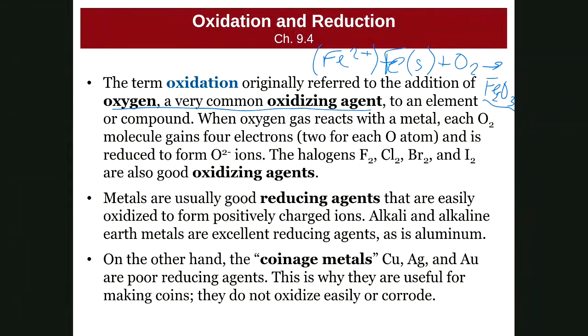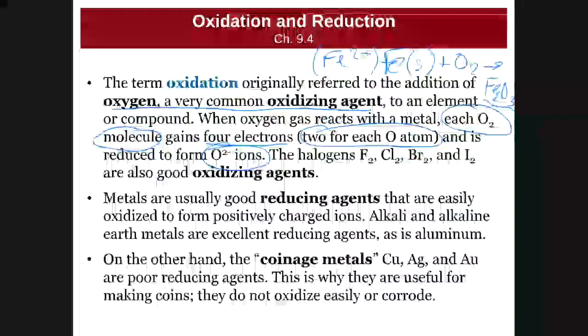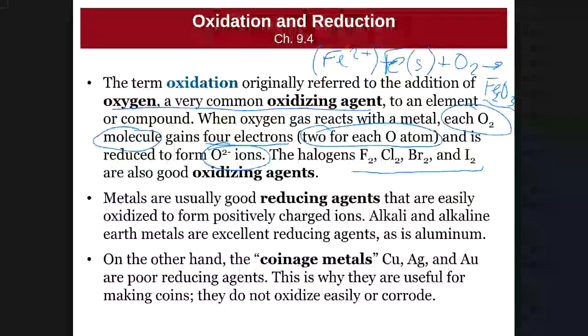All right, so when oxygen gas reacts with a metal, each oxygen molecule gains 4 electrons. So 2 electrons are gained for each oxygen atom, and that causes us to gain O2 minus ions, our oxide ions. So 2 electrons for each oxygen atom reduces the charge on oxygen to 2 minus. Our halogens, fluorine, chlorine, bromine, and iodine, so fluorine and chlorine gas, and then bromine is actually a liquid and iodine is actually a solid, but all of those are also good oxidizing agents.